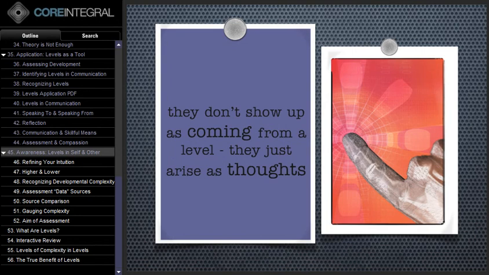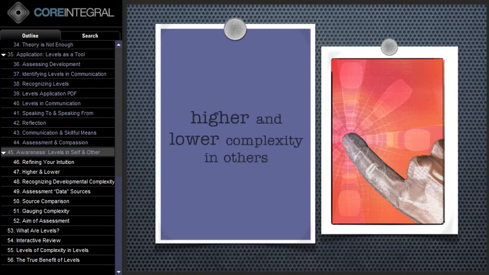Recognizing your own developmental level, while not impossible, is not as fruitful of an exercise as recognizing the higher and lower complexity present in the expressions of other people. In this learning path, we will experiment with refining your awareness of higher and lower complexity in others.